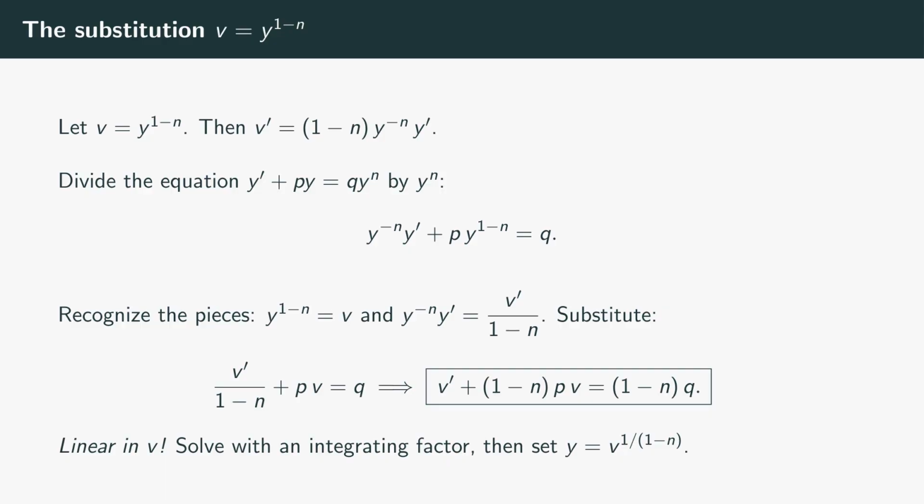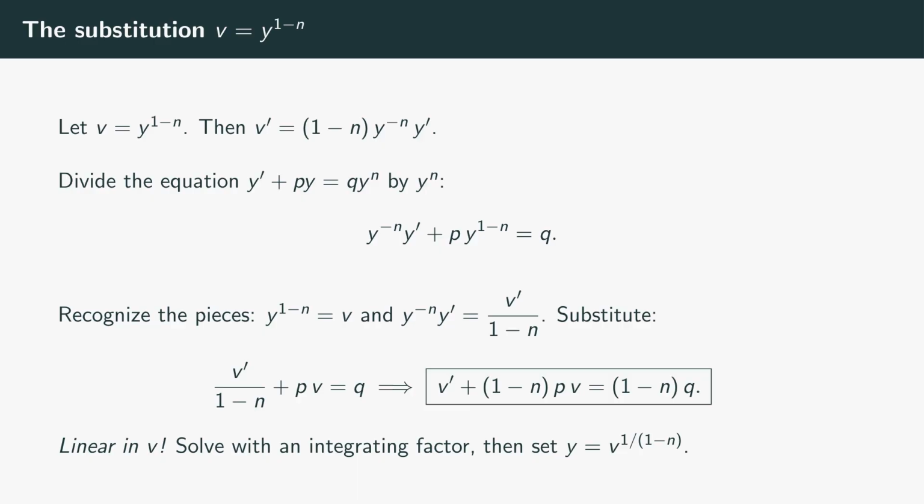Here is the substitution that performs the miracle. Let v equal y to the power 1 minus n. Differentiate with the chain rule, v' equals (1 − n) y^(−n) y'. Hold that. Now take the Bernoulli equation and divide every term by y^n. The left side becomes y^(−n) y' plus p y^(1−n). The right side becomes just q.